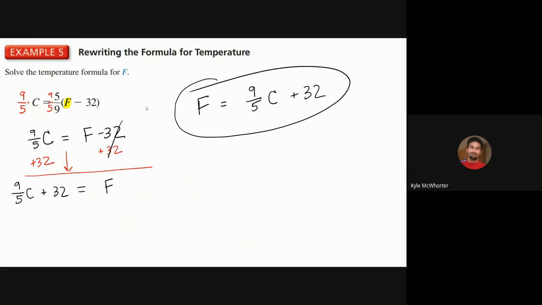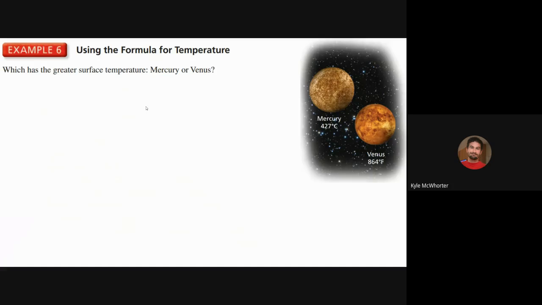Okay, so next, we're going to actually use that formula for example 6. Which has greater surface temperature, Mercury or Venus? Well, they give us this information over here. Mercury, the temperature is 427 degrees Celsius. And Venus the temperature is 864 degrees Fahrenheit. And we just figured out that F is equal to 9/5 C plus 32.